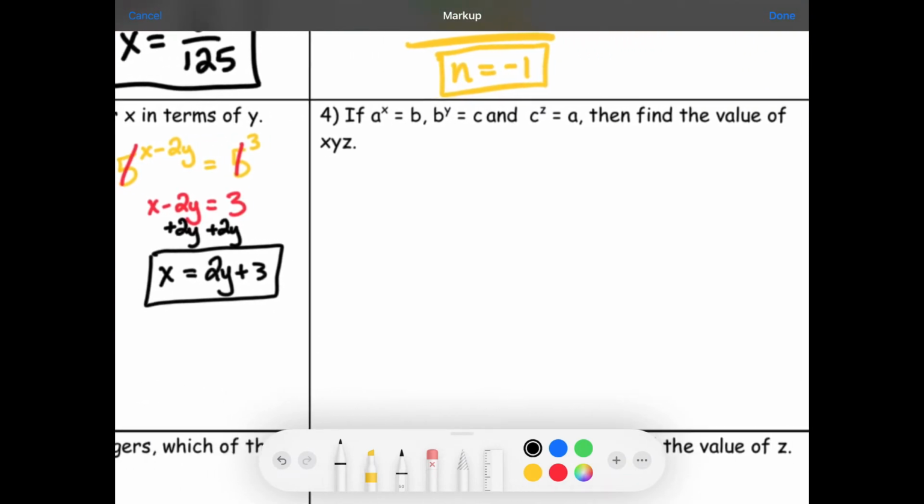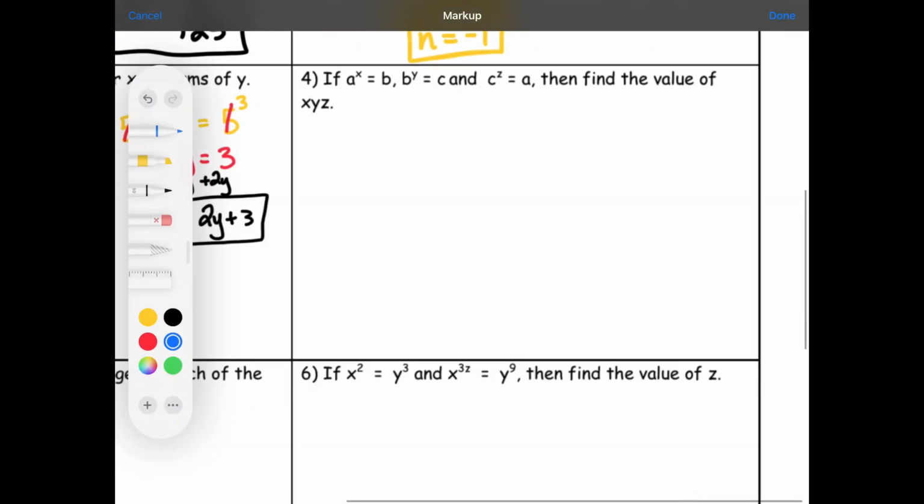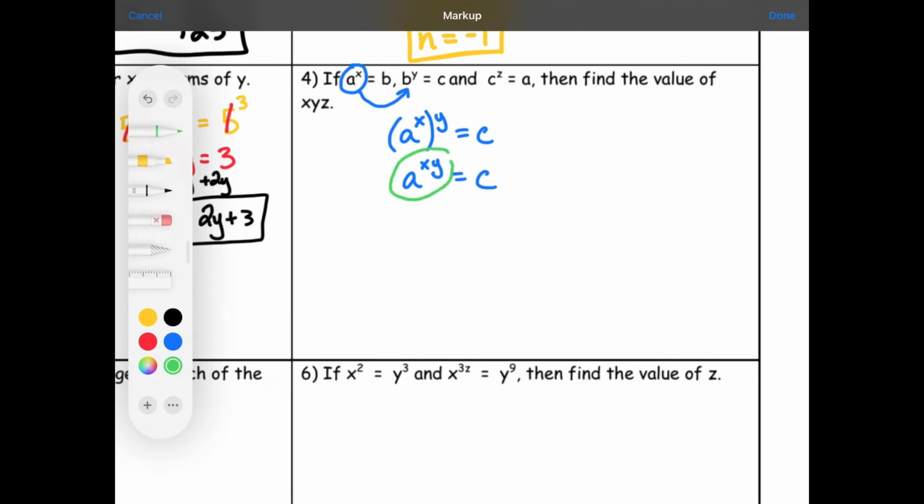Alright, number 4. This is going to be like a substitution problem. So a to the x is equal to b, so we can substitute that in for b in the next equation. So it's a to the x raised to the y power equals c. So c would equal a to the xy. And then we can do substitution with that. In the third equation, we could substitute in for c.